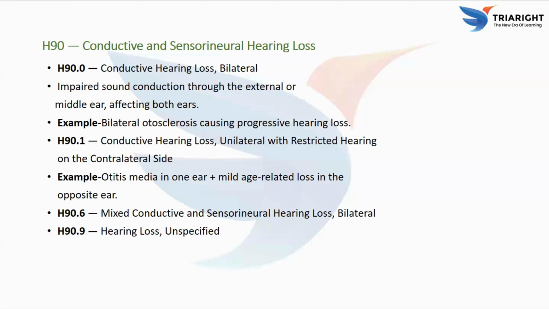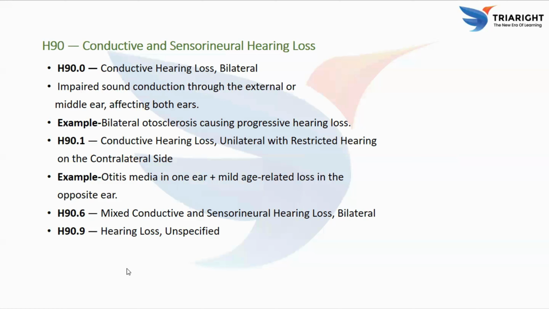So what is the example? Otitis media in one ear plus mild age related hearing loss in the opposite ear. This fits because the otitis media is unilateral whereas presbycusis is a mild SNHL in the other ear. So this is how you have to code the H90.1 code.